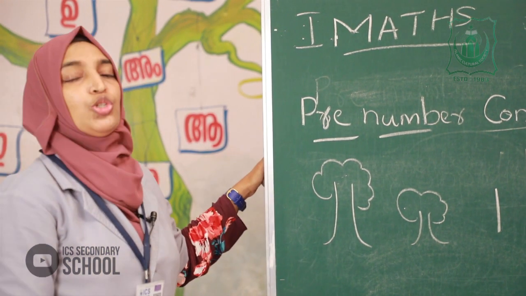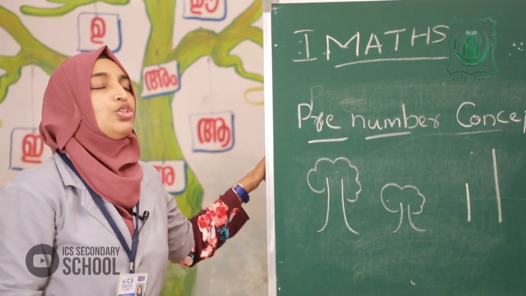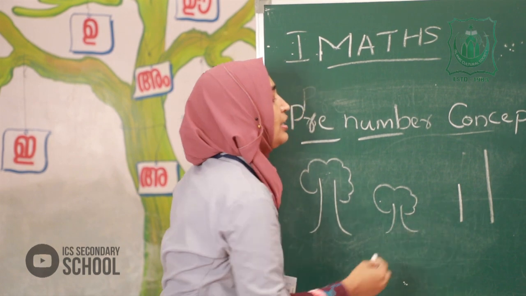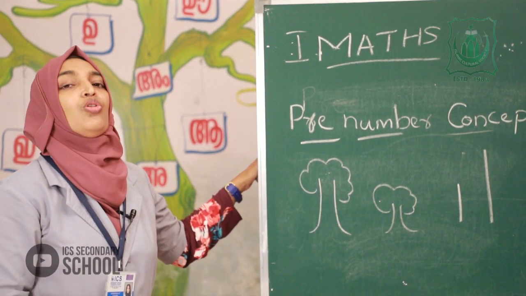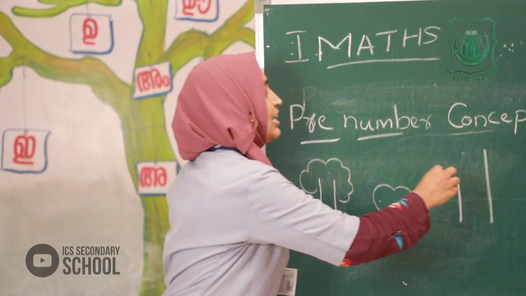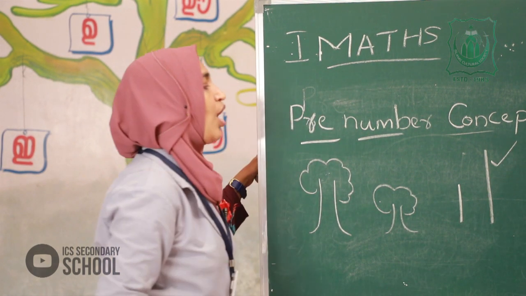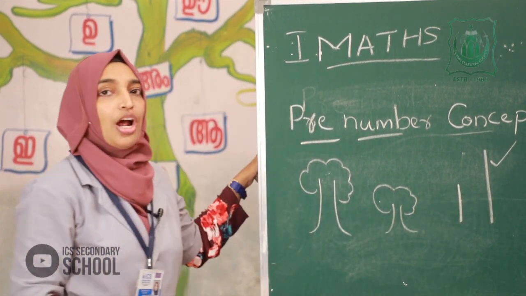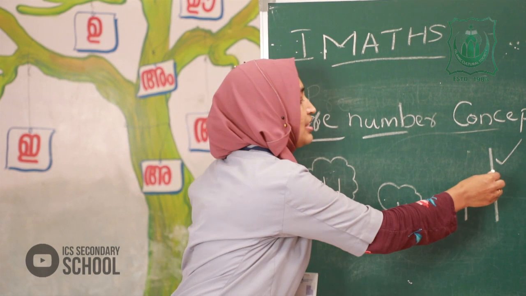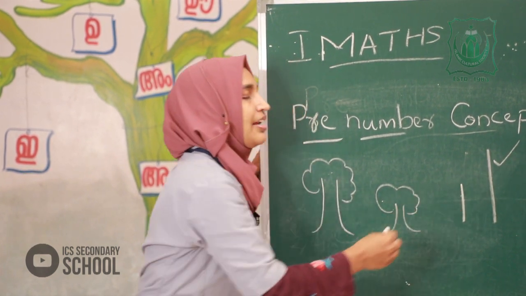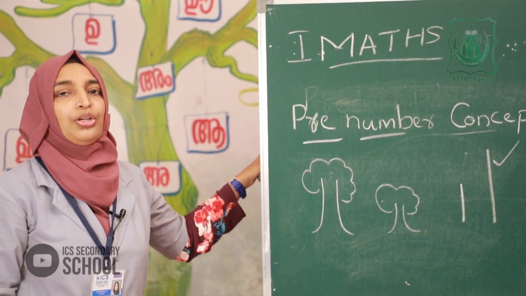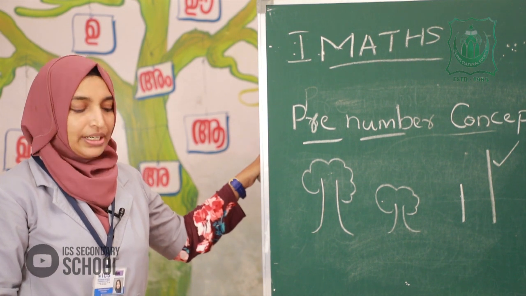I draw two lines here. Which one is tall here? Yes, this line is tall and this is the short line. Do you got the idea? You got it?